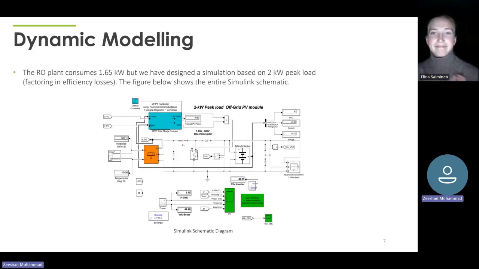So now I'll cover briefly the dynamic modeling and simulating. As we discussed earlier, our plant consumes 1.65 kilowatt, but we have designed a simulation based on 2 kilowatt peak load factoring in efficiency losses. The figure shows the simulating schematic. We have started here from the solar PV panel, and as we can trace the power, it's going into the MPPT controller at the top. And then from the MPPT controller, the power goes to the battery. And from the battery, the power goes to the reverse osmosis plant at the last, which is the load.